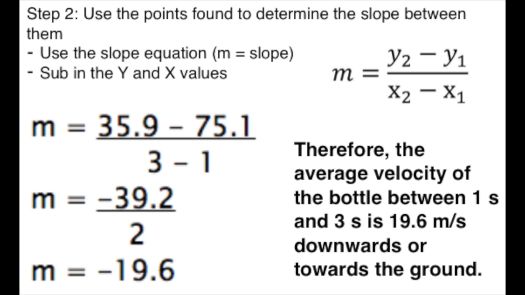For step 2, we will be using the points found in step 1 to determine the slope between them. To find the slope, we use the slope equation, where the slope is equal to y2 minus y1 over x2 minus x1. Using the points found in step 1, the slope is equal to 35.9 minus 75.1 all over 3 minus 1. This simplifies to the slope equaling negative 19.6. Therefore, the average velocity of the bottle between 1 second and 3 seconds is 19.6 meters per second downwards, or towards the ground.